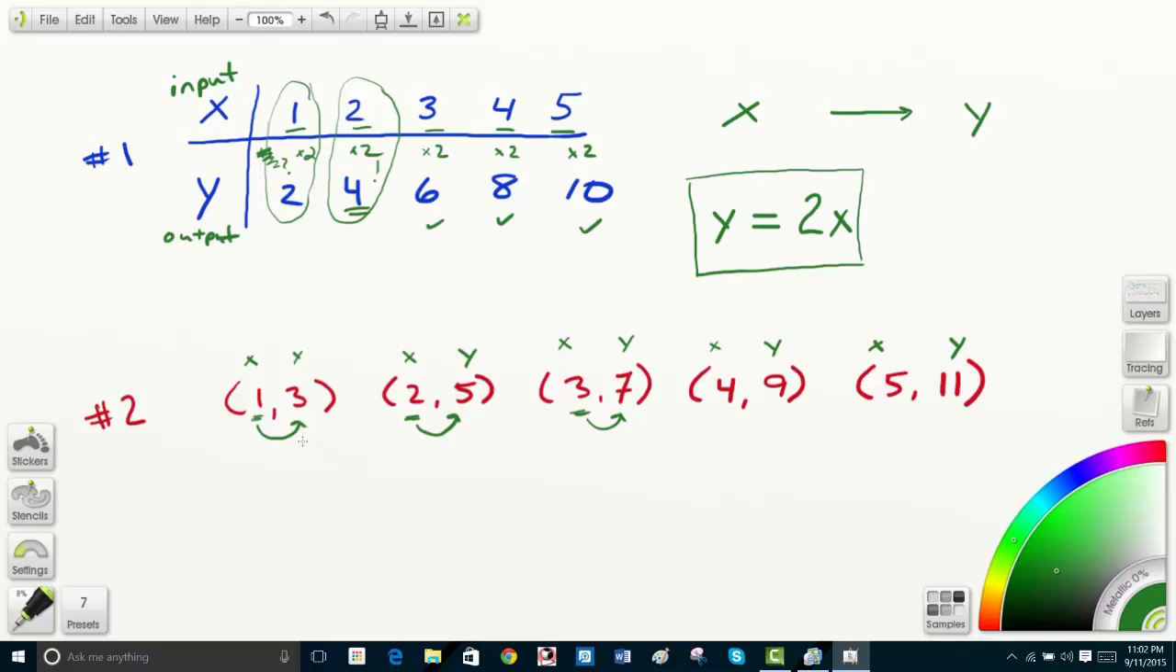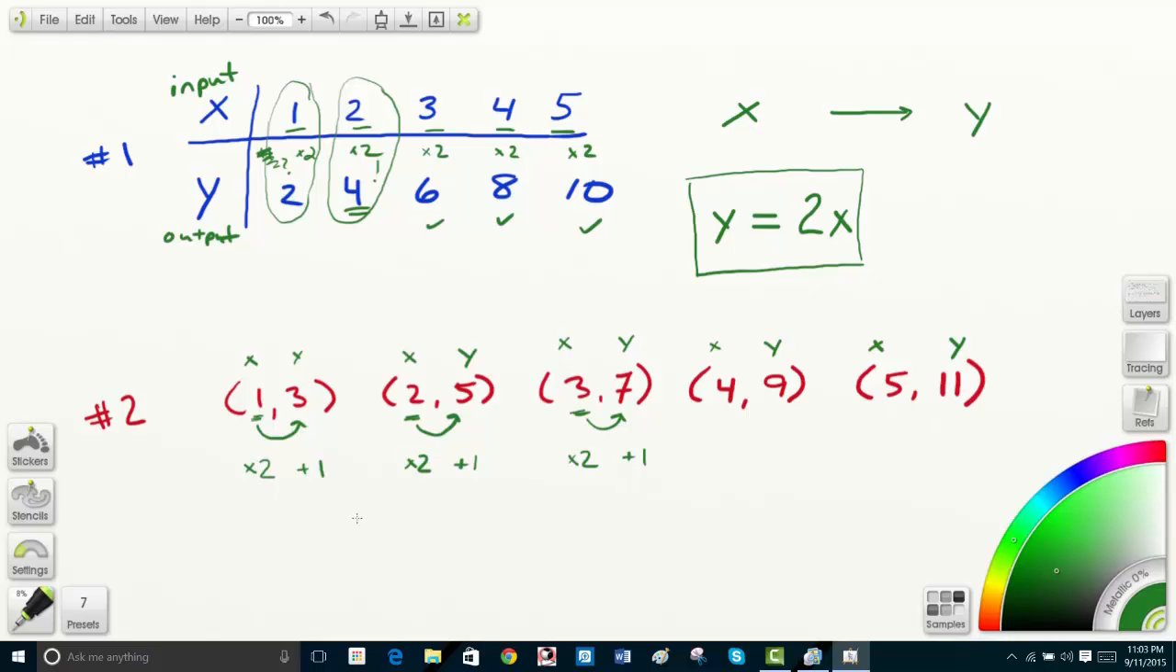So here's what we might try. What if I take 1 and I multiply it by 2 instead of by 3? 1 times 2 will give me 2. Now how much further do I need to get to 3? Well, plus 1. So 1 times 2 is 2, plus 1 is 3. Let's see if that works in the next example. 2 times 2 is 4, plus 1 is 5. 3 times 2 is 6, plus 1 is 7, and so on and so forth. 4 times 2 is 8, plus 1 is 9. 5 times 2 is 10, plus 1 is 11. So we figured out the pattern.